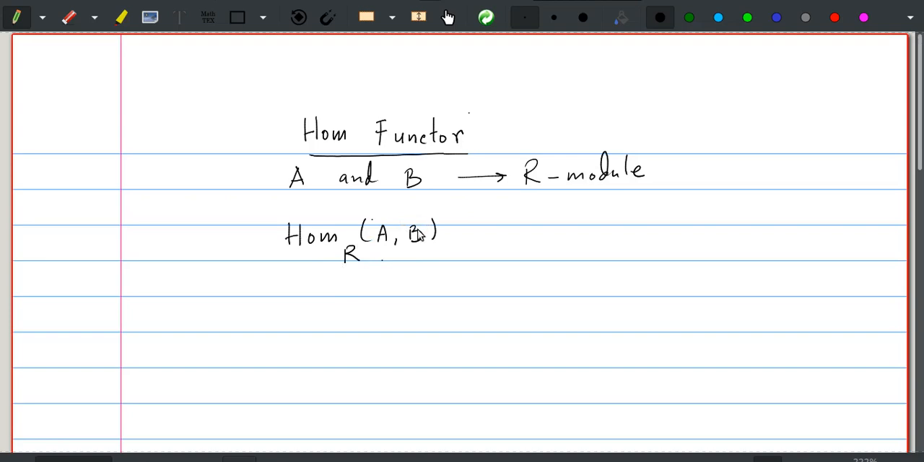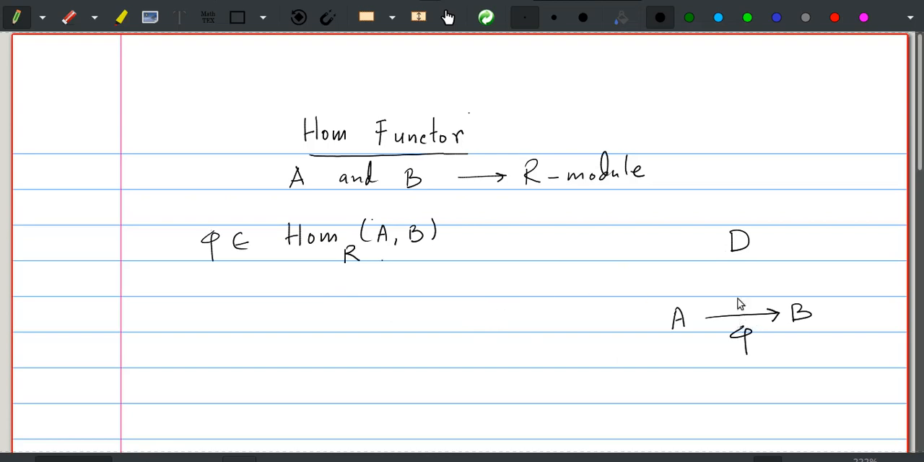Now we want to see how this module changes when either of the modules A or B is fixed and the other changes. So let us consider a module D. Suppose phi belongs to Hom(A, B). Phi is a module homomorphism from A into B. So here we have A and B, and this is the module homomorphism phi. Now this D is any R module.